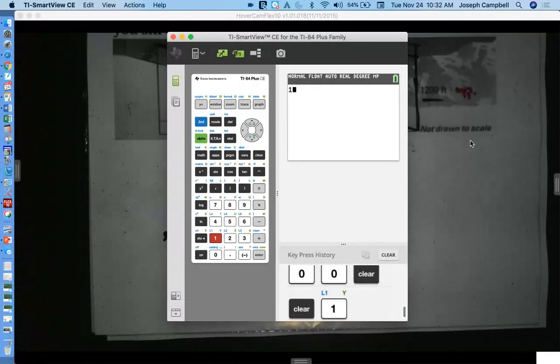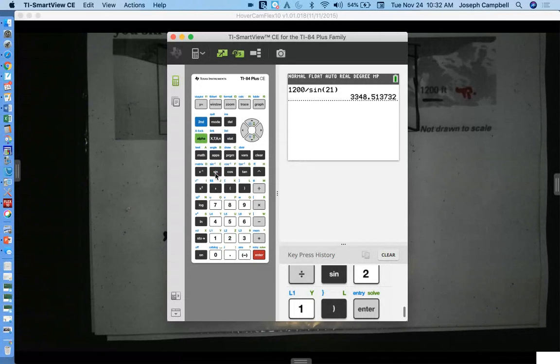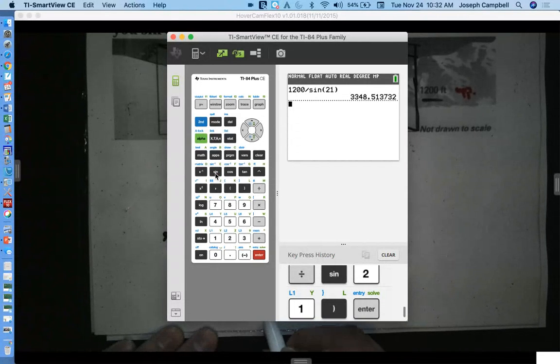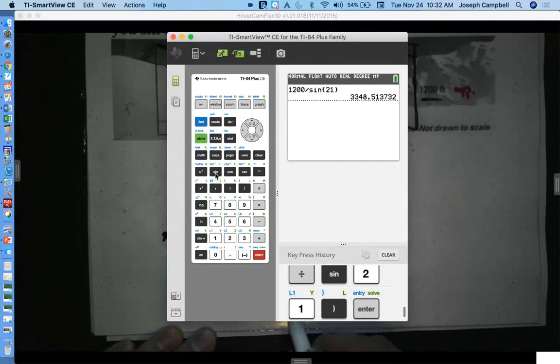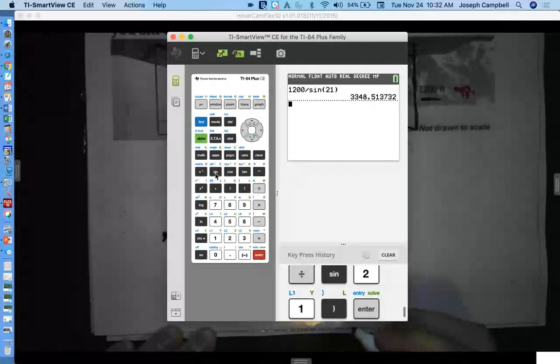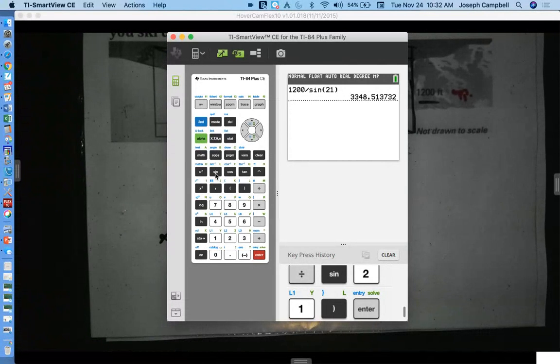It's so slow it won't take my keystroke. 1200 divided by sine 21. 3,348.5 feet. So like 3,350 feet.